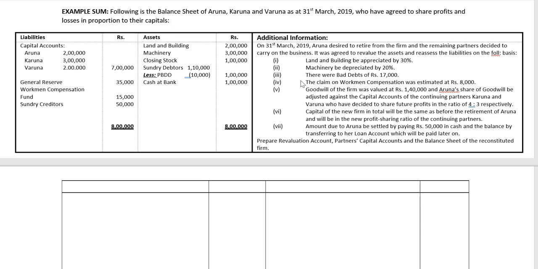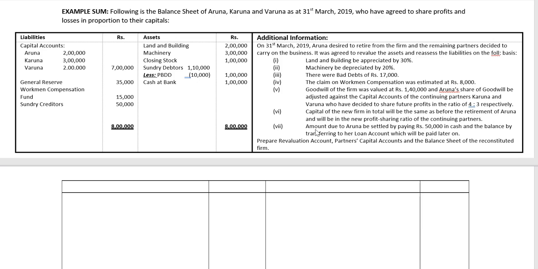First point, land and building be appreciated by 30%. Second point, machinery be depreciated by 20%. Third point, there were bad debts of rupees 17,000. Fourth point, the claim on workman compensation was estimated at rupees 8,000. Fifth point, goodwill of the firm was valued at rupees 1,40,000 and Aruna's share of goodwill be adjusted against the capital accounts of the continuing partners Karuna and Varuna who have decided to share future profits in the ratio of 4:3 respectively.